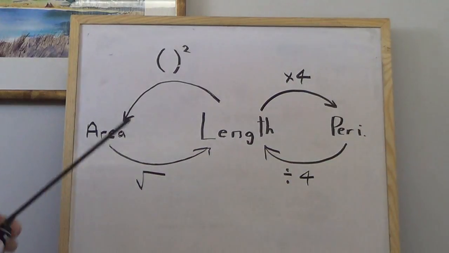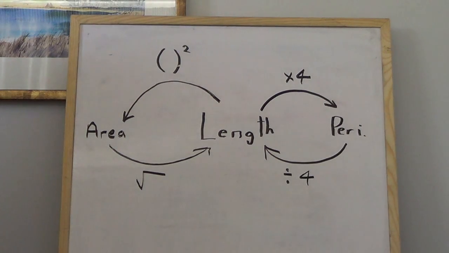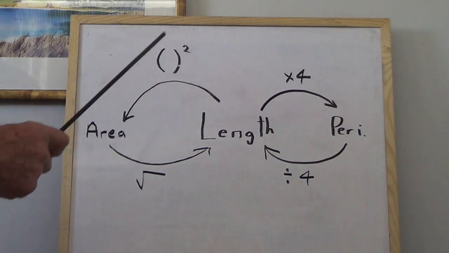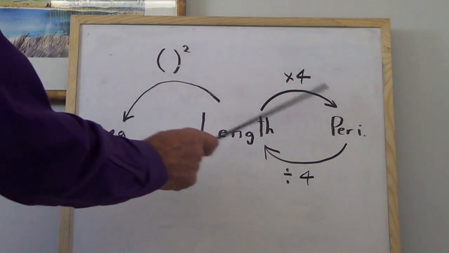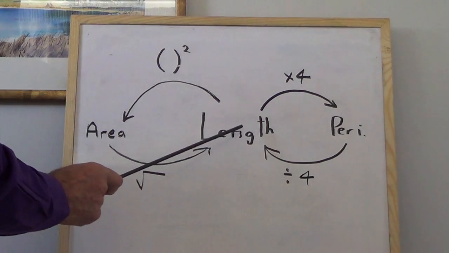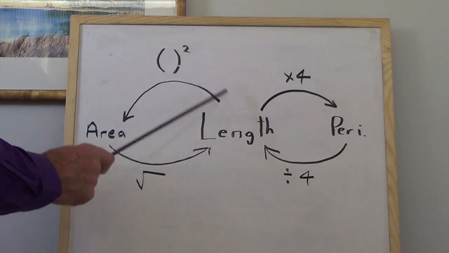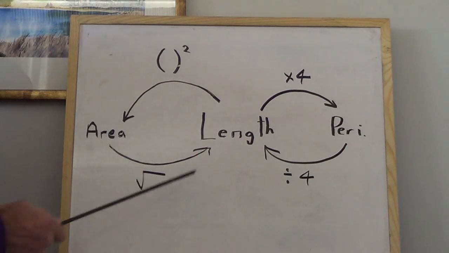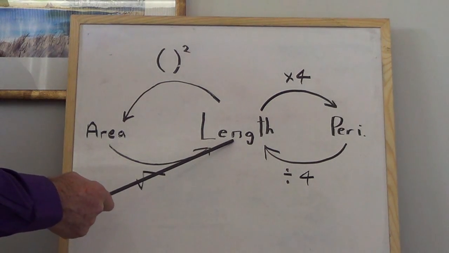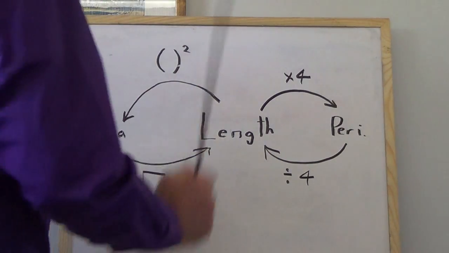Now, we'll flip over. Right, got it all squared up, I hope. We'll look at this diagram, which shows us what to do. If we've got the length, we want to find the perimeter, we just times it by 4 and we get the perimeter. If we've got the length and we want to find the area, we just square it and we get the area. However, if we get the area and we want the length, we just take the square root of the area and we'll get the length. And then we can work out the perimeter.